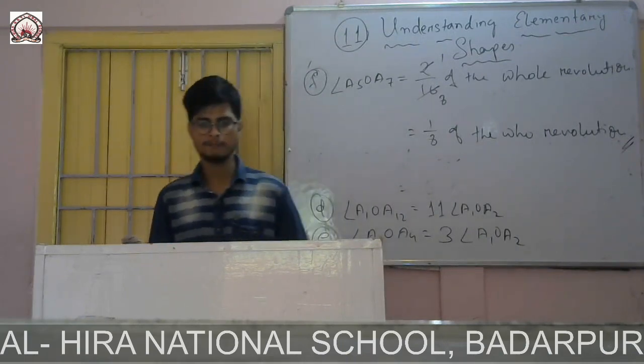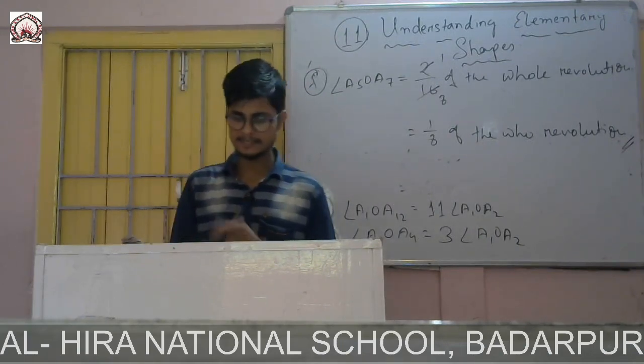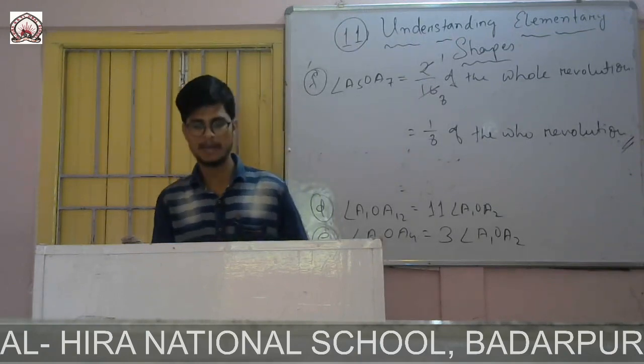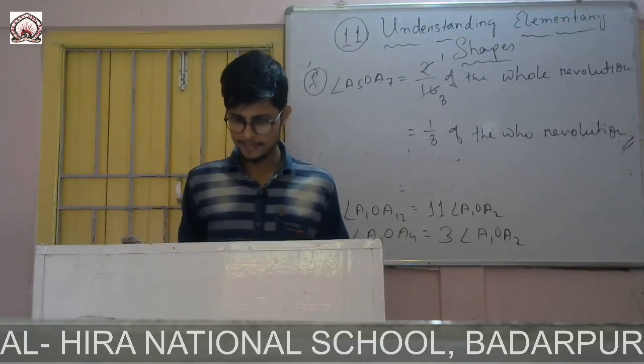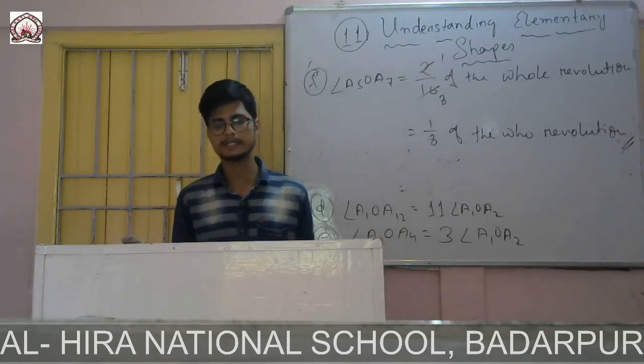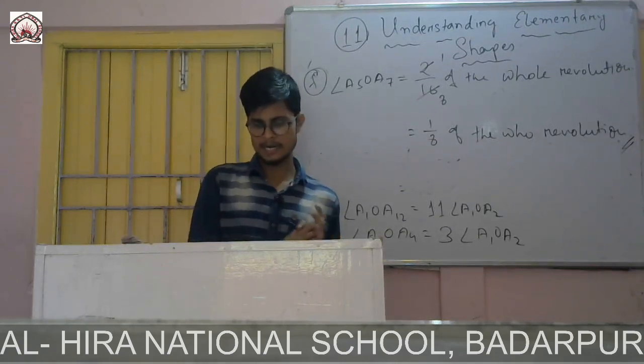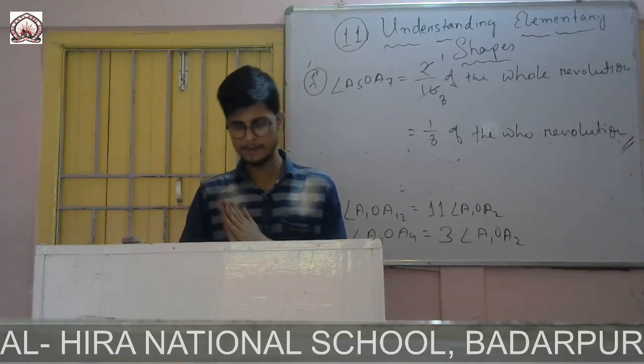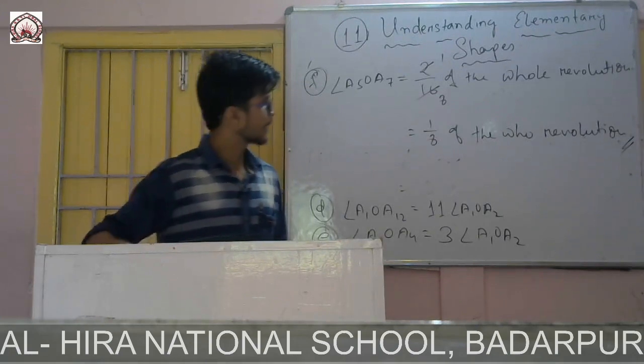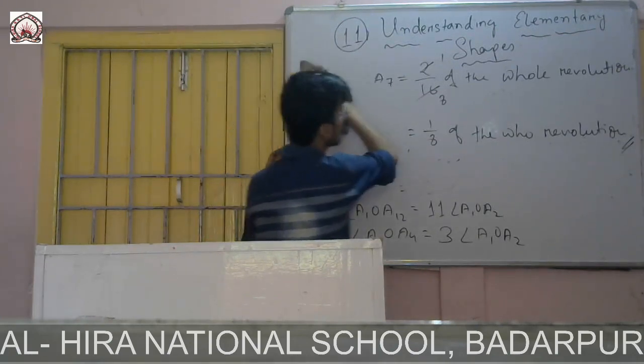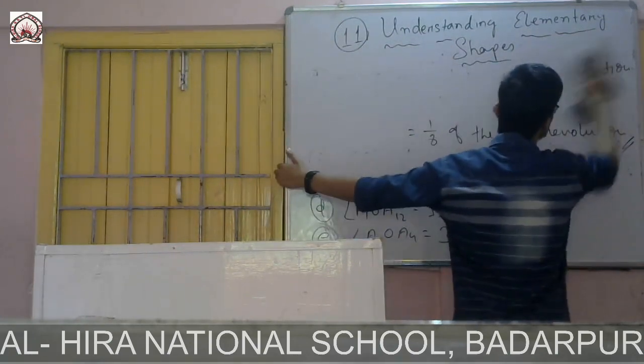Now question number 4. There are markings as shown on the domestic appliance. Through how many degrees does the pointer turn when it moves? So there are A, B, C, D up to F given, and there is a diagram. Okay, let me draw the figure. You will understand.